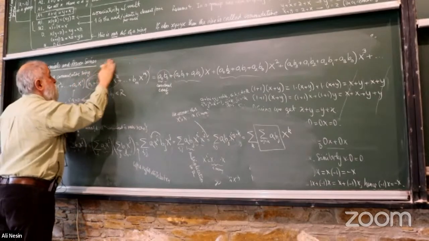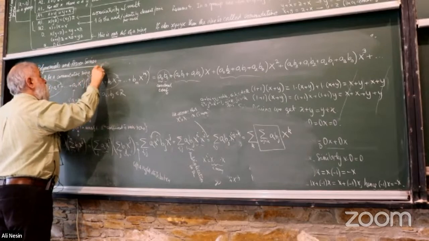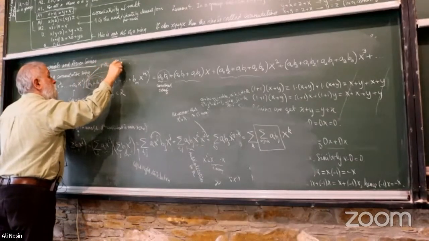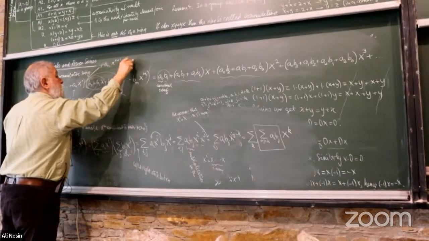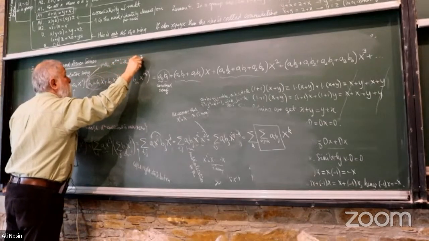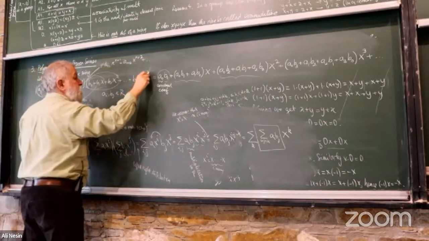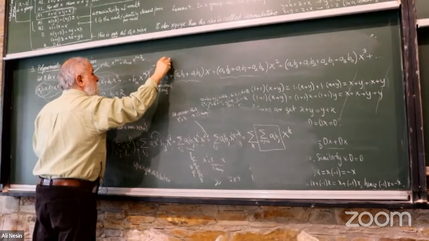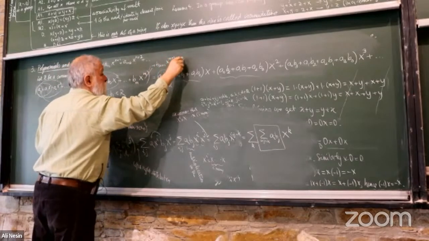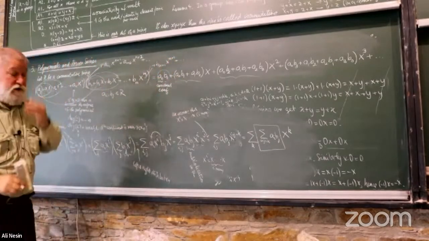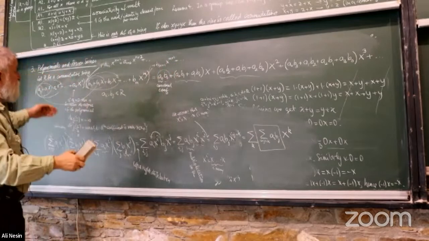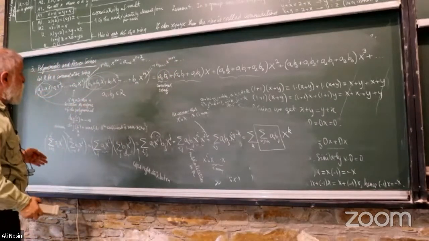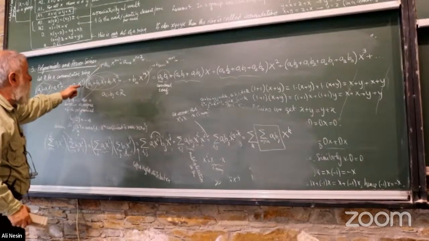I can put here plus a_{n+1} x to the n plus 1, plus a_{n+2} x to the n plus 2, and so on. Keep going, keep going. And also here, put b_{n+1} x to the n plus 1, and keep going. You can still do this multiplication. You can add also. I think it's very simple. You just add the coefficients. And it's still possible to multiply if you keep going like this.